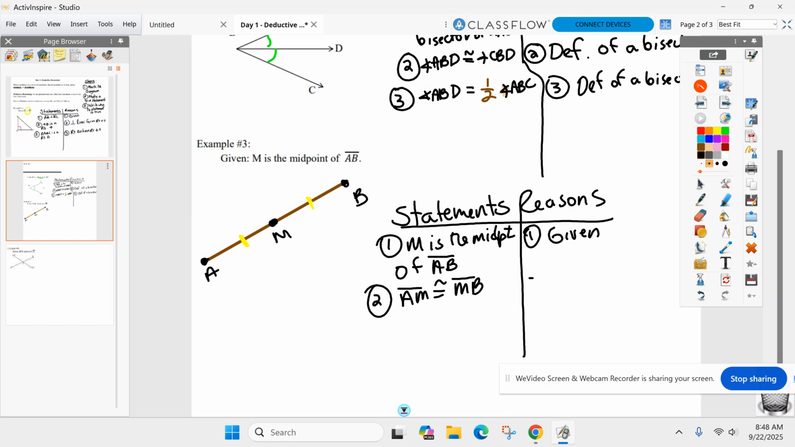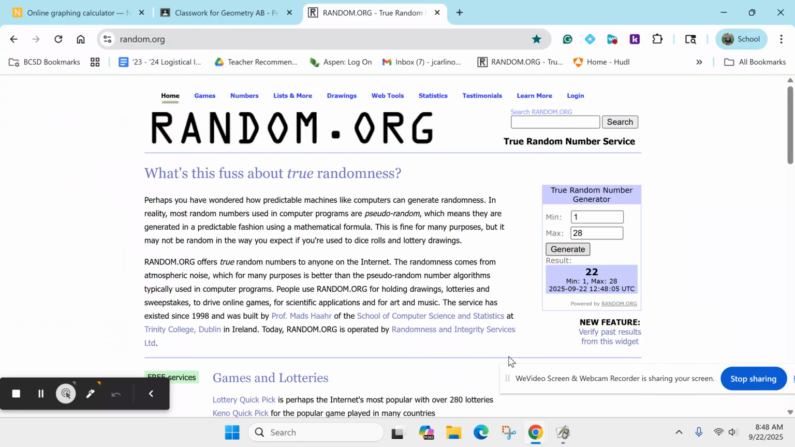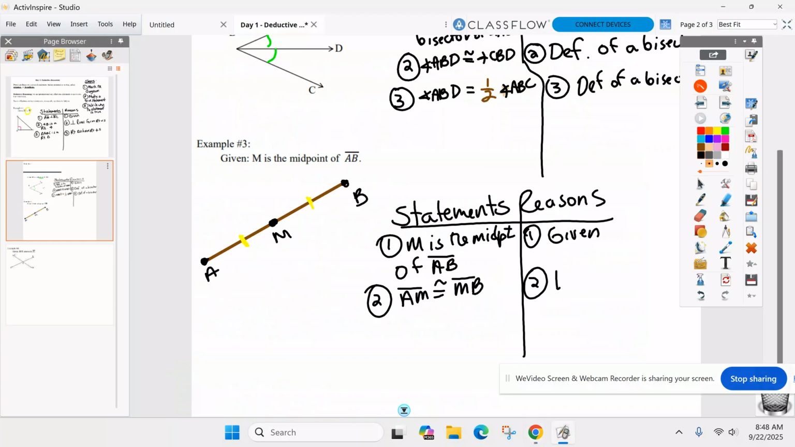All right, similar to the last problem. How did we know to put the hash marks on there? How did we know they were congruent? What in the problem told us? Leo? Midpoint. Definition of midpoint. You guys are picking it up now. Yep. But we can't do the problem unless we know what a midpoint is.